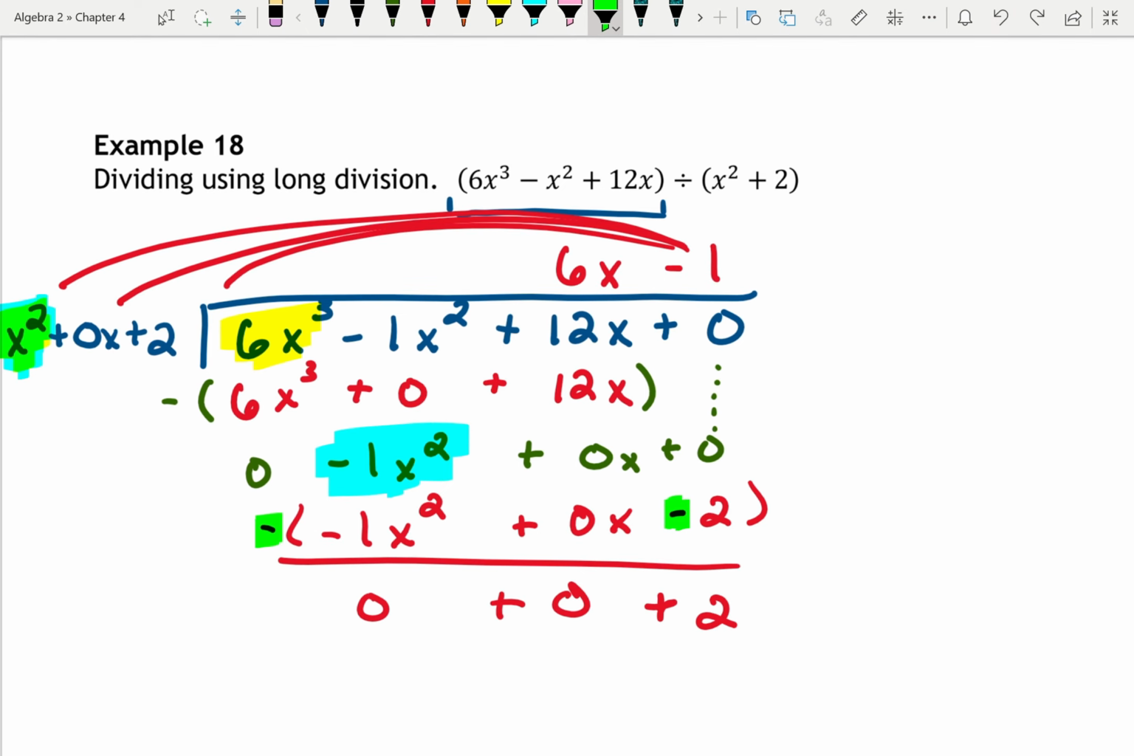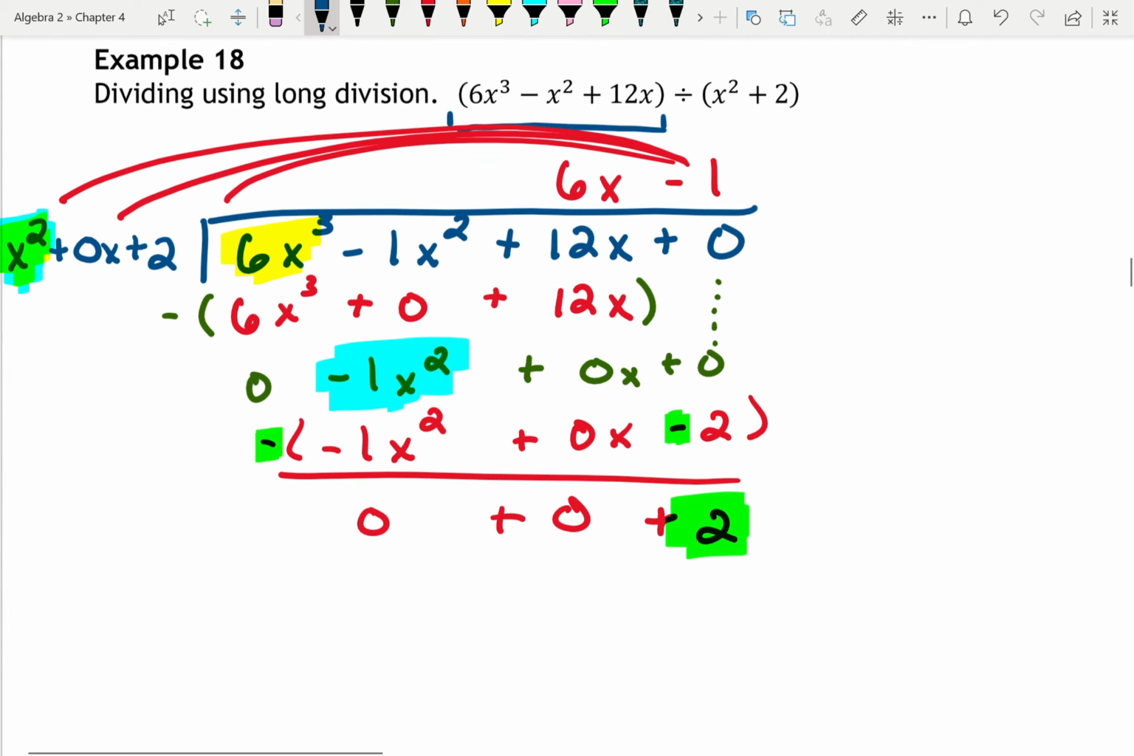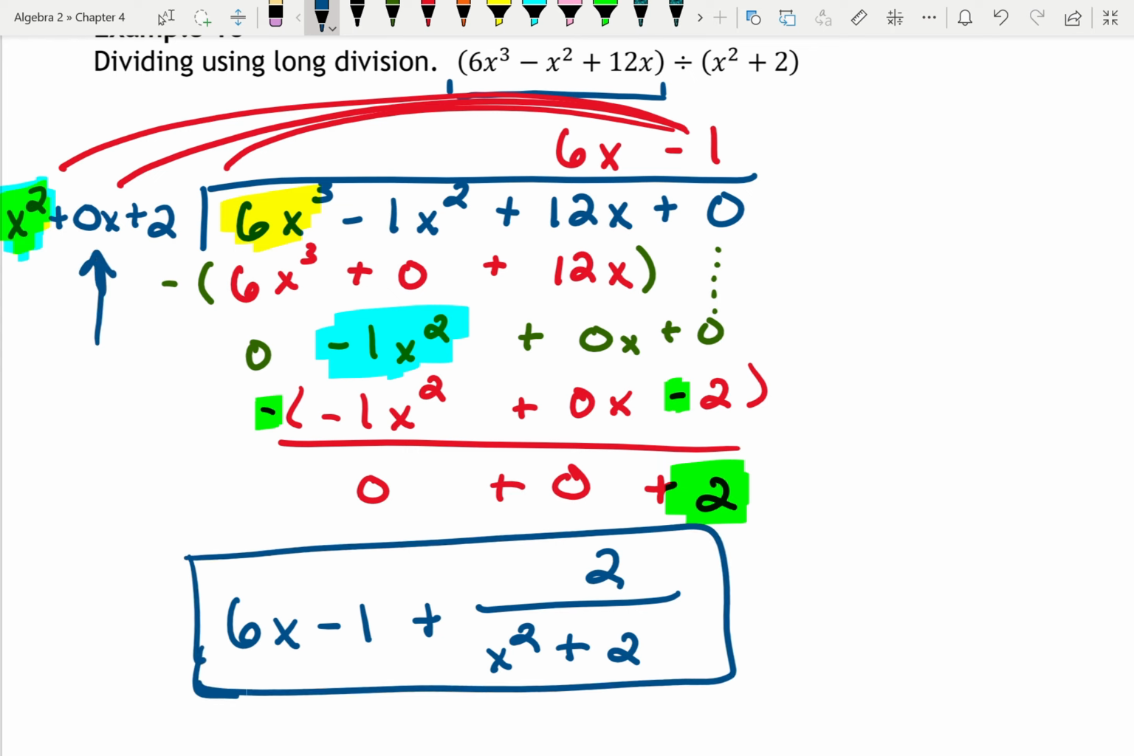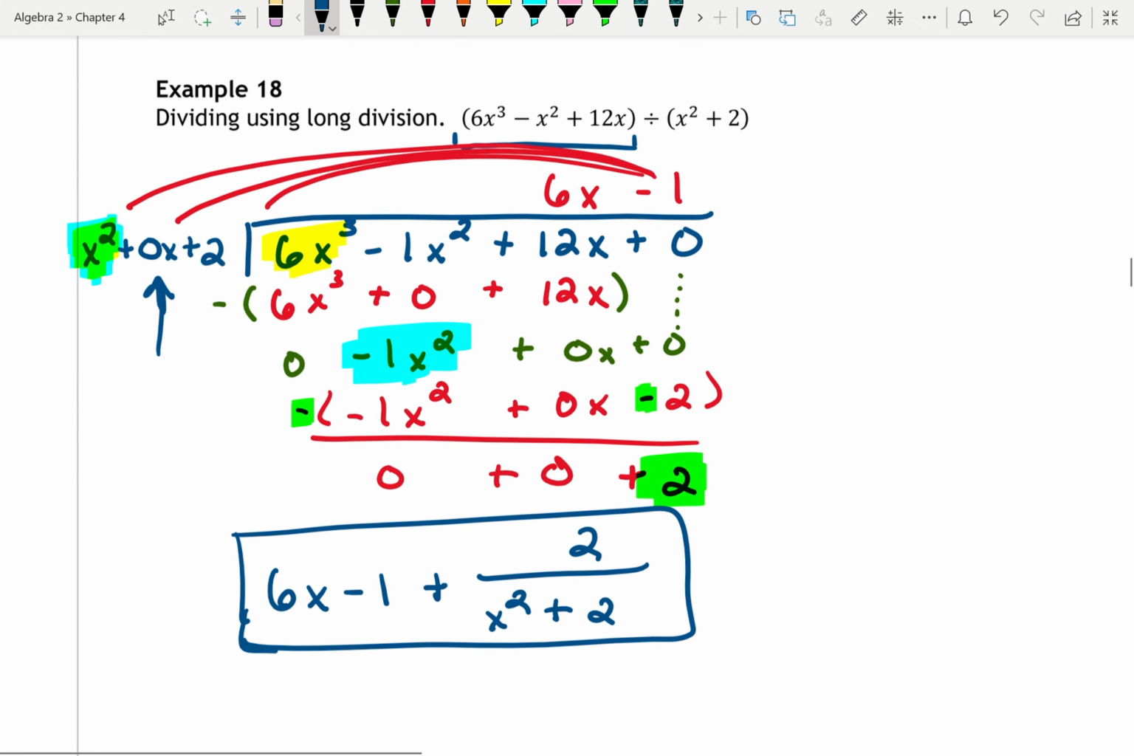So right there, that last 2, here I'll highlight it green, that 2, that's our remainder. So our answer is going to be 6x minus 1 plus 2 over x squared plus 2. Right? And I left off the 0x in our answer because we don't really need that. All right, and there's number 18. That was long division there.